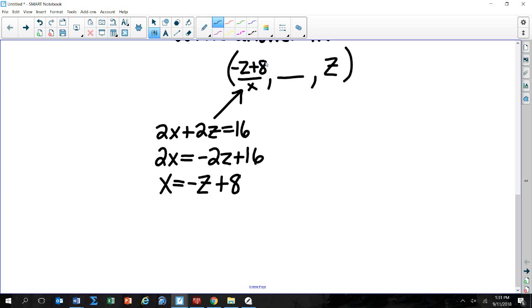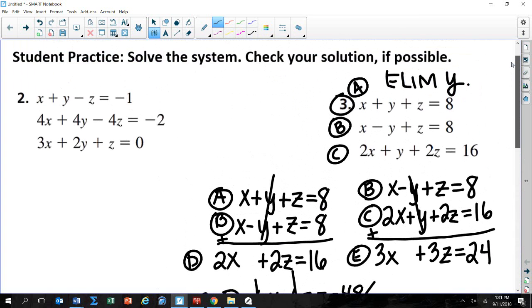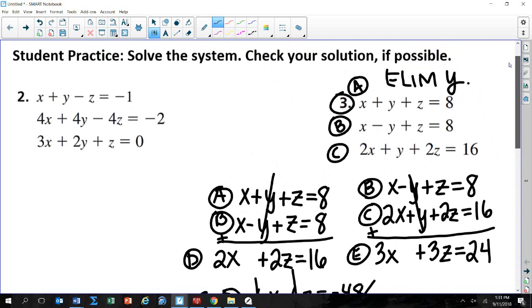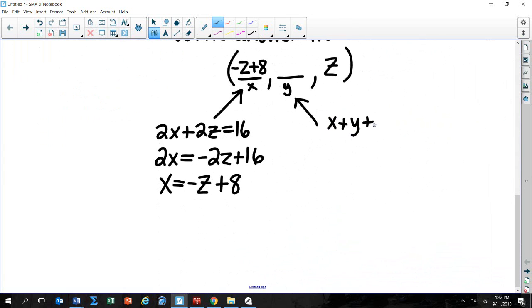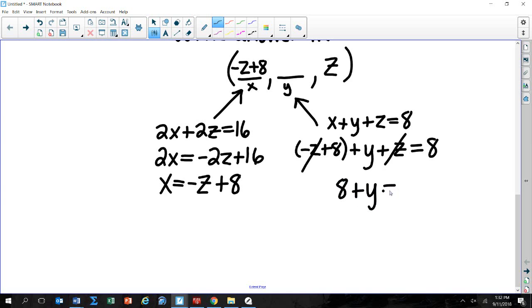And then I need to know what y is. How am I going to get y? Where do I see an equation with y in it? A, B, or C. Which one do you want to use? Let's just do A. x plus y plus z equals 8. That looks pretty easy. I know now that x is negative z plus 8. I don't know y, and I know that z is just z. So what happens to the z? Negative z plus z, gone. So I have 8 plus y equals 8. So what's y equal? 0.